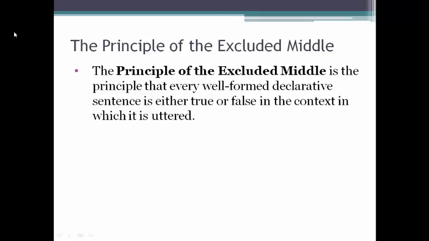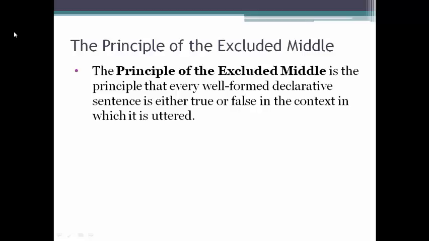So what do we mean by well-formed declarative sentence? We mean the sentence isn't something like a sentence fragment. Those things don't necessarily have truth values. They're not necessarily true or false because they fail to express something. They've also got to be declarative sentences. So for example, if I give a command, or ask a question, or make an exclamation, those things may not be true or false. In fact, they probably aren't.